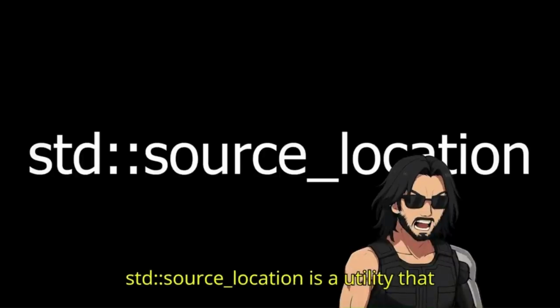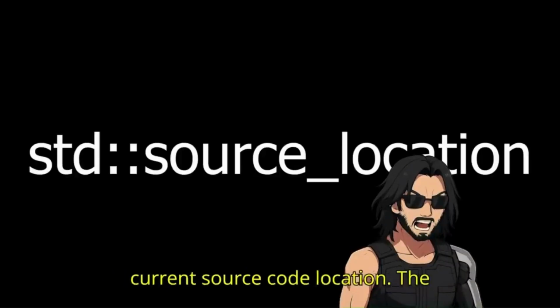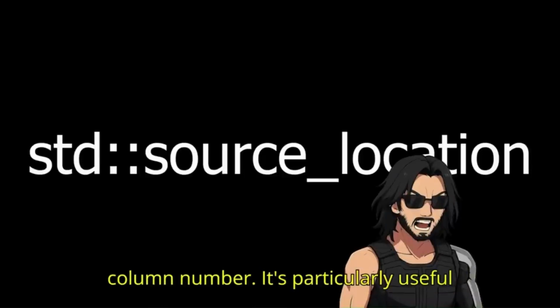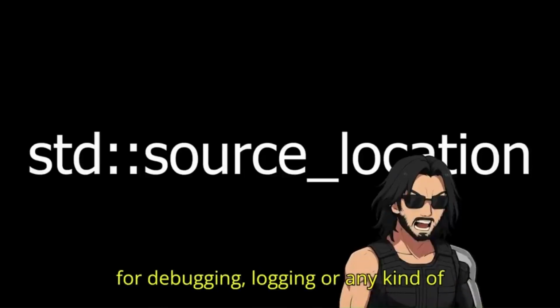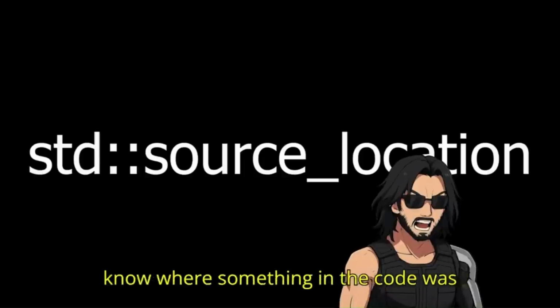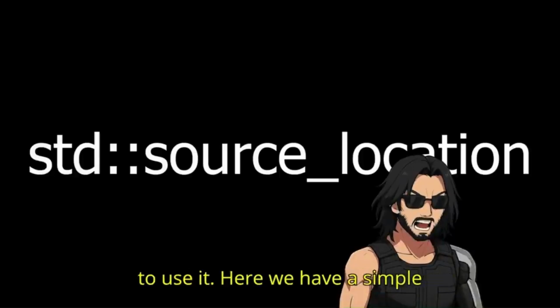So what exactly is std::source_location? At its core, std::source_location is a utility that allows you to get information about the current source code location: the file name, function name, line number and column number. It's particularly useful for debugging, logging or any kind of diagnostic information where you need to know where something in the code was executed. Let's start by looking at how to use it.